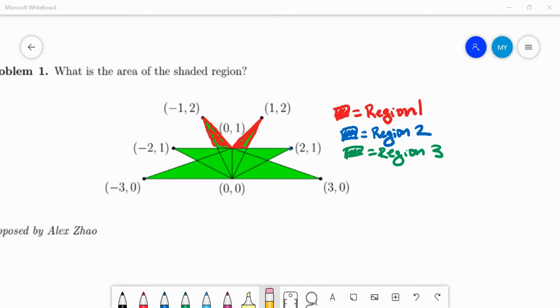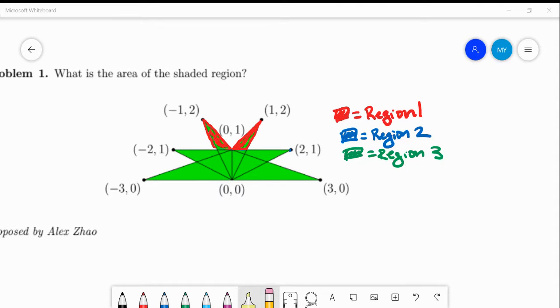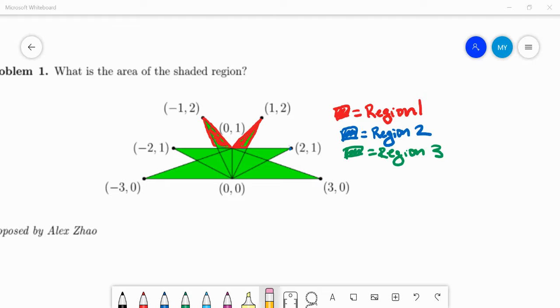So if you remember, this is region 1. And what does region 1 say? Region 1 is comprised of these 2 triangles. And the area of a triangle is base times height, so we need to find its base. And in order to find the length of its base, we need to calculate the length of this side right here, which means that we need to calculate the intersection point of this line connecting 0, 0, and 1, 2 with this line connecting negative 2, 1, and 2, 1.